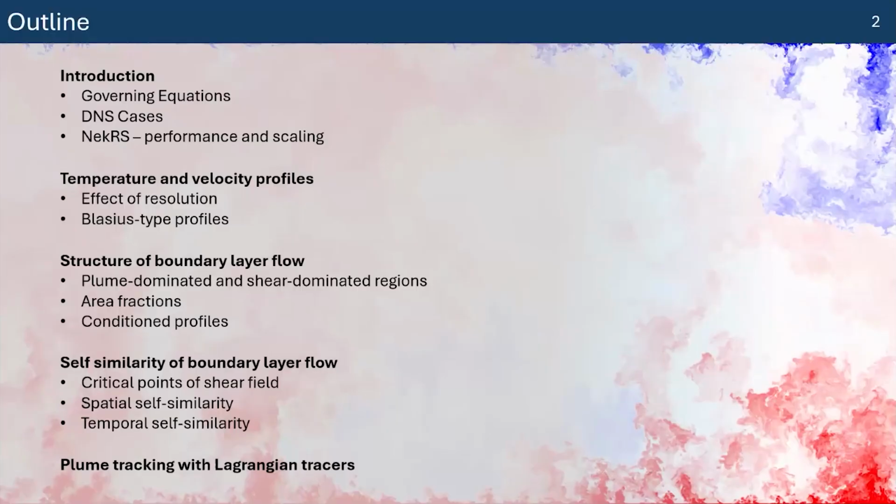Before I start the talk, I'll give a brief outline of what I'm going to be talking about today. I'll start with a brief introduction on the governing equations and the NekRS solver that we are using to run our simulations. And then briefly, we'll go through the temperature profiles and velocity profiles that we have gotten for the thermal convection from our DNS. And then we'll look into the interesting part, which is basically the structure of boundary layer flow, which is the focus of the talk. And then a self-similarity of the boundary layer flow. And finally, we will look at how massless tracers disperse in thermal convection.